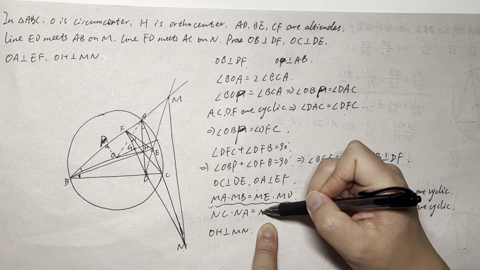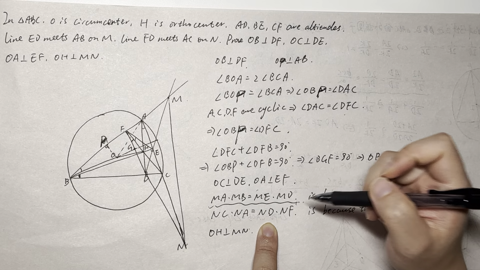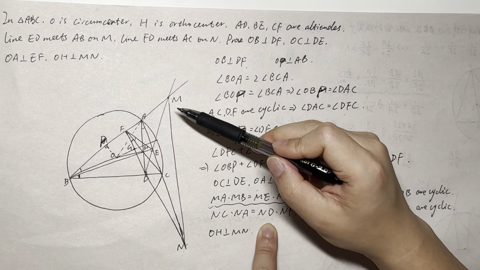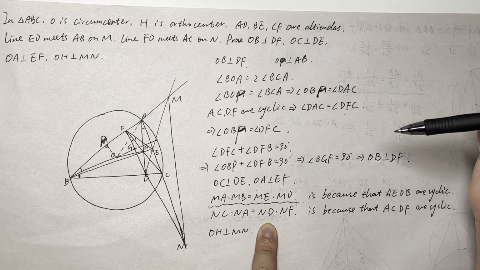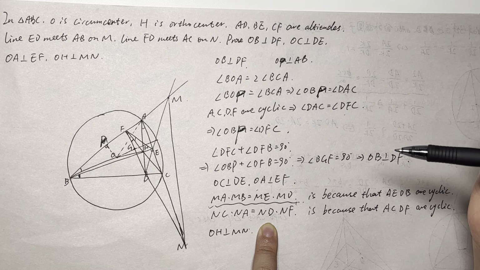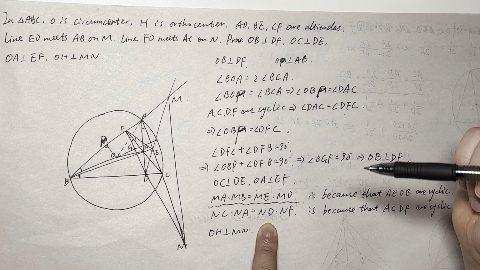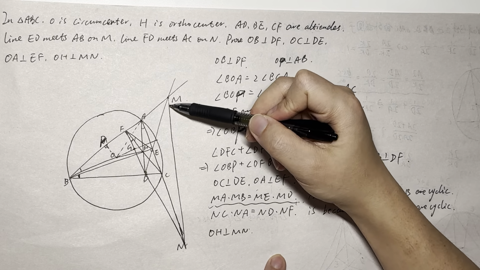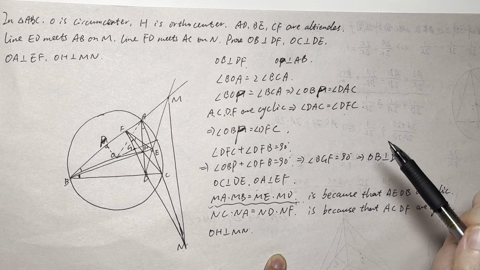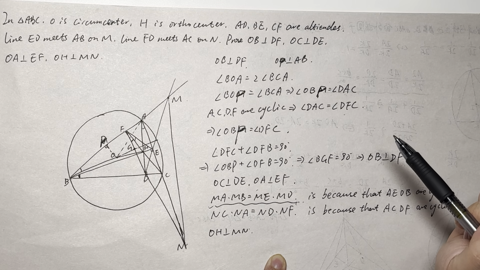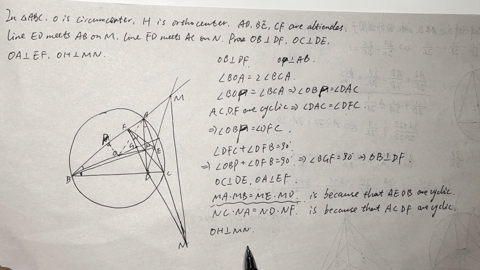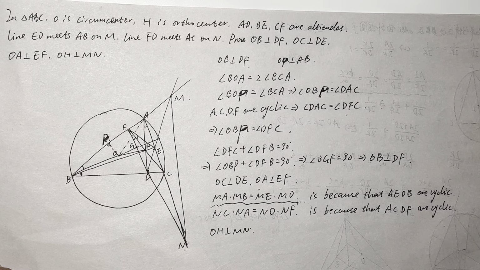actually ME times MD and ND times NF are also the power of M and N to another certain circle, which has a center on the line OH. Then we can say that MN is the radical axis of these two circles, right? And we know that OH would be perpendicular with MN. So we're looking for that circle, right?